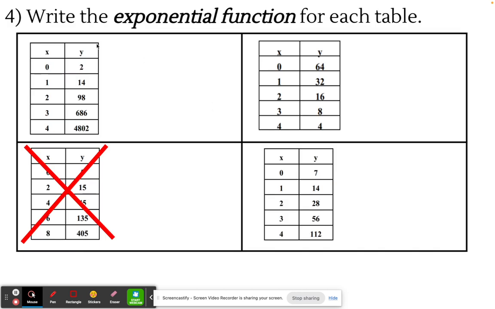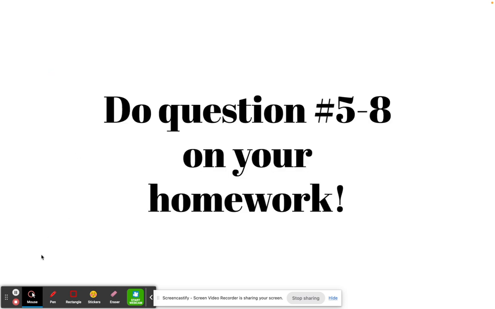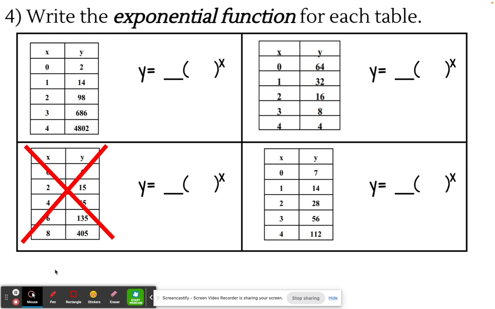Okay, let's look at these examples. These are all exponential, so that's given to us. So we're going to use this format. Well, what's my starting point? When x is 0, my y is 2. So that is my starting point. That's my intercept. And what's happening here? Well, it is times 7 times 7 times 7. So it's 7 to the x power.